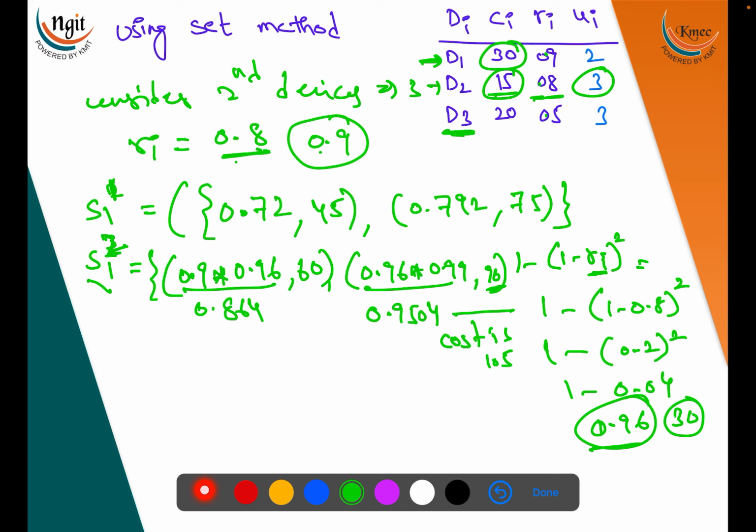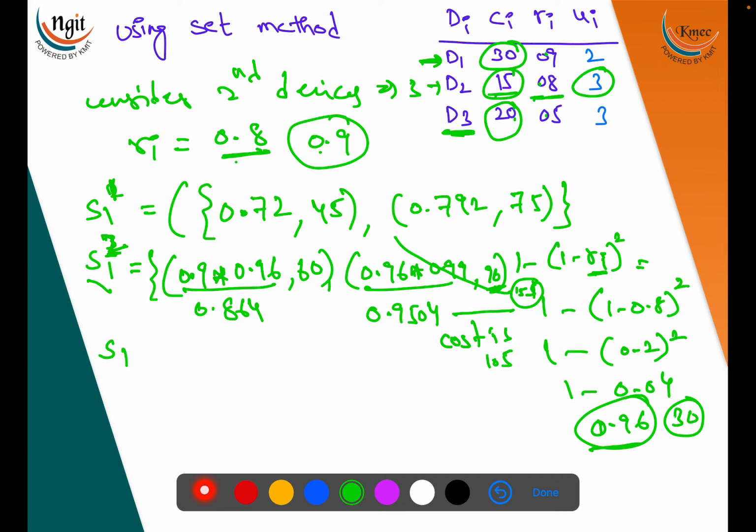The one more device cost is 20. If I take here 90, only 15 rupees is left. 15 are left to buy this. So obviously this will not be included in the solution, right? Now I am cutting it, I am ignoring it, I am deleting it.